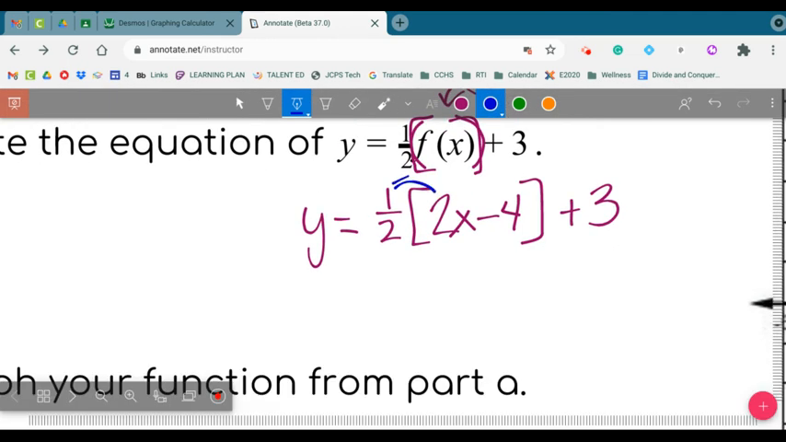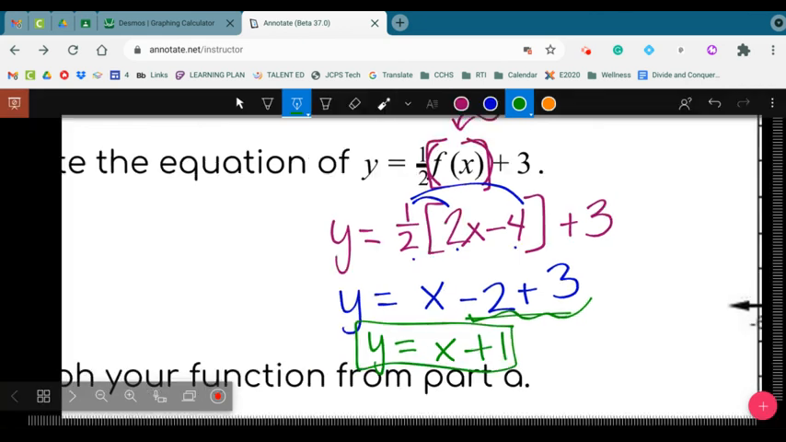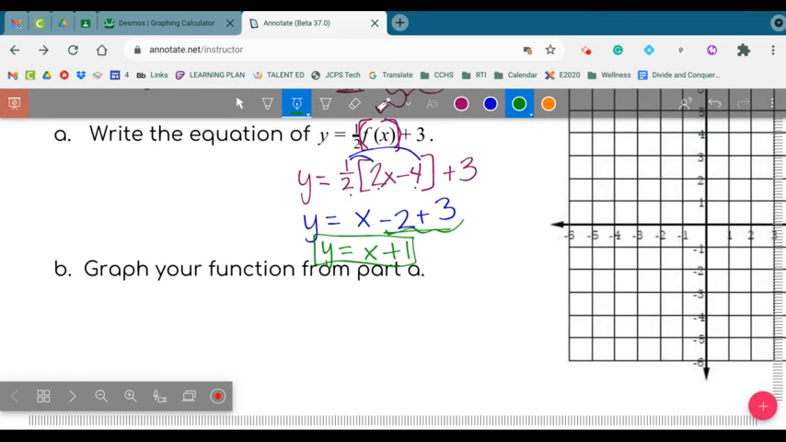So we're going to distribute the 1/2. So we get y equals 1/2 times 2 is x, or 1x. 1/2 times negative 4 is negative 2, plus 3. And then combine the last two, because they're like terms. And so we get y equals x plus 1. So that is our scale change. And then we're going to go ahead and graph that equation.